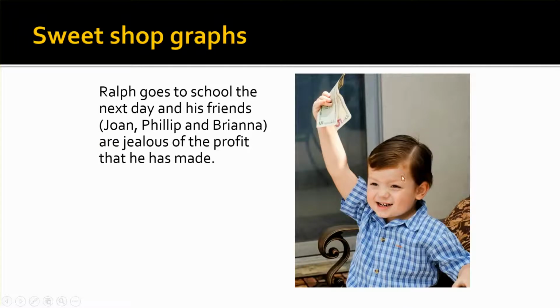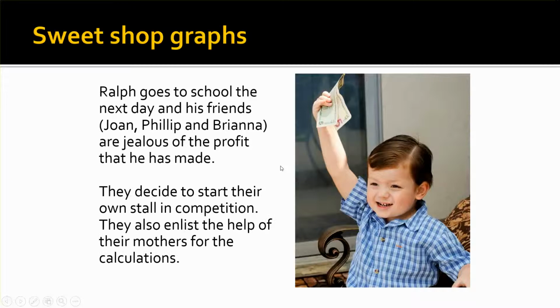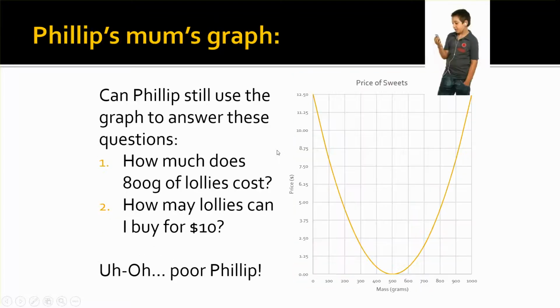So Ralph goes to the school the next day, and his friends, Joan, Phillip and Brianna, are jealous of all the profit that he has made, understandably. So they decide to start their own stall in competition, and they also get their mothers to help them produce some graphs to help them out. Philip's mum produces a graph, and we'll have a look at his graph and see how it works out for him.